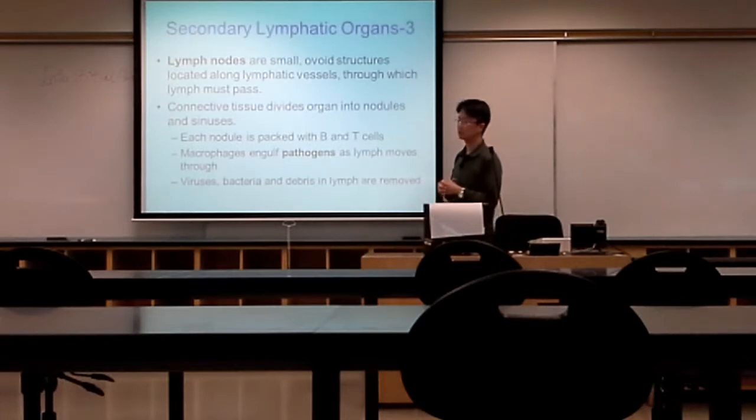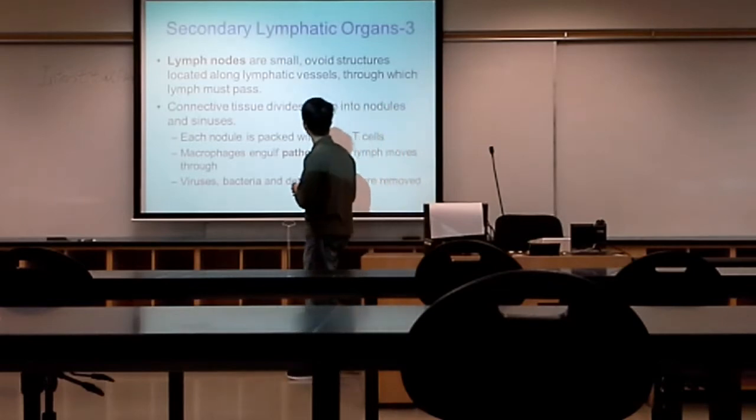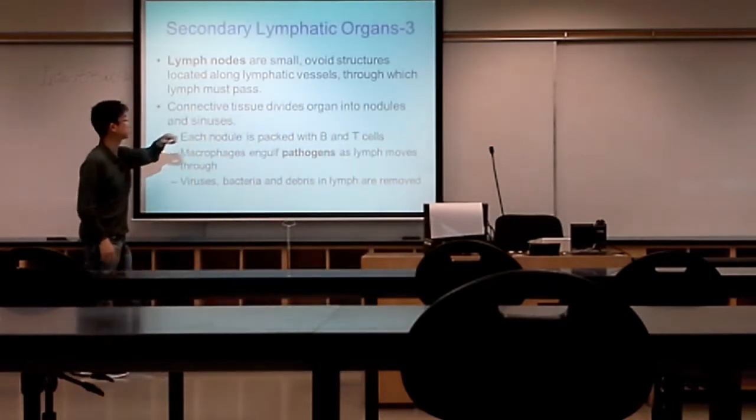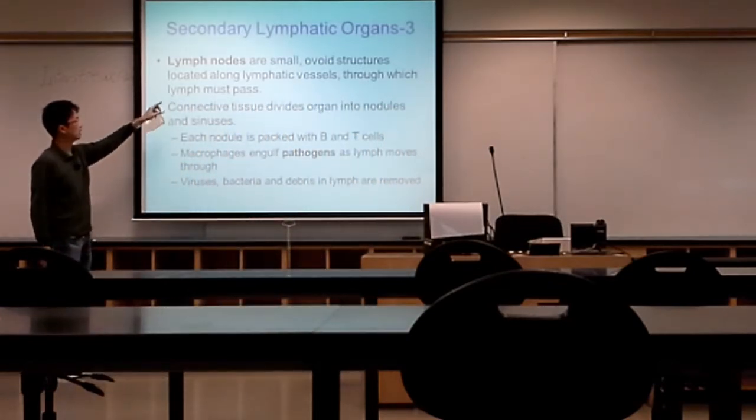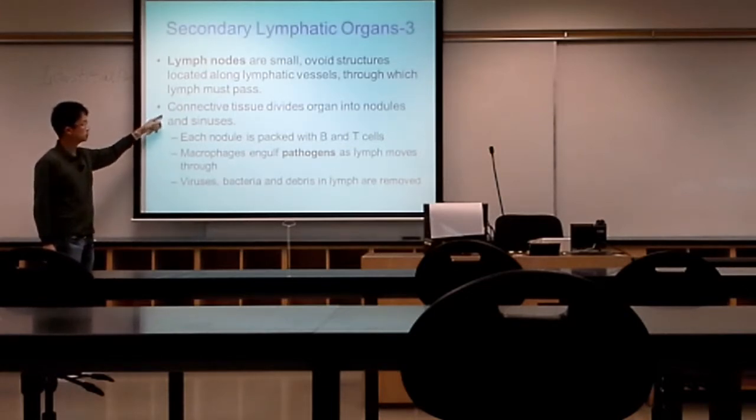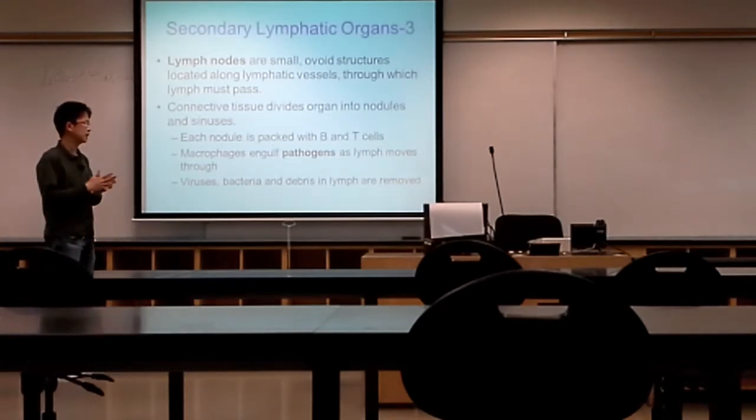Lymph nodes are another type of secondary lymphatic organ. They are small oval structures located along the lymphatic vessels. They are also connective tissue, which divides the organ into nodules and sinuses. Each nodule is packed with B cells and T cells. And macrophages, a form of white blood cell, engulf pathogens. So they actually eat them. It's just like an amoeba eating a paramecium.